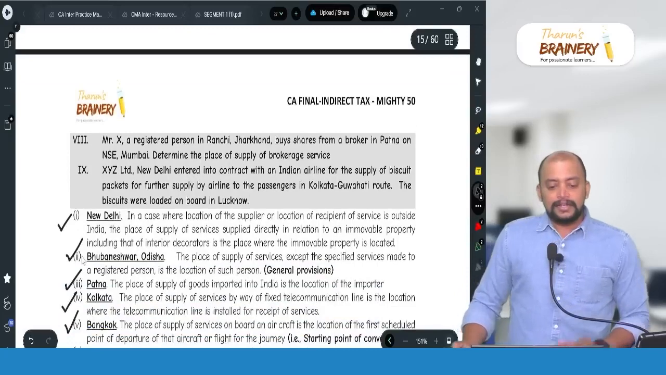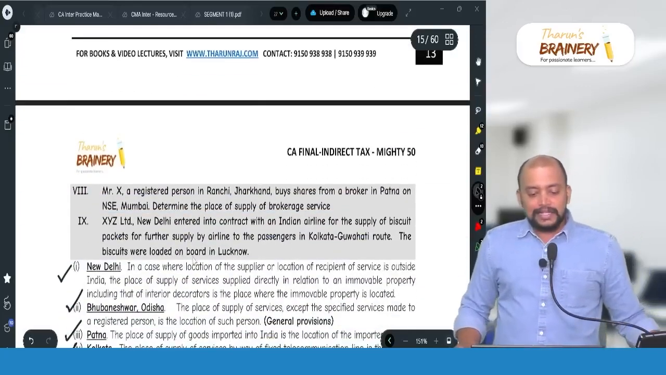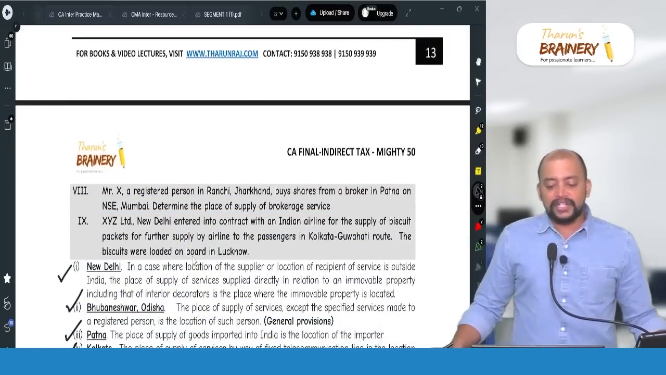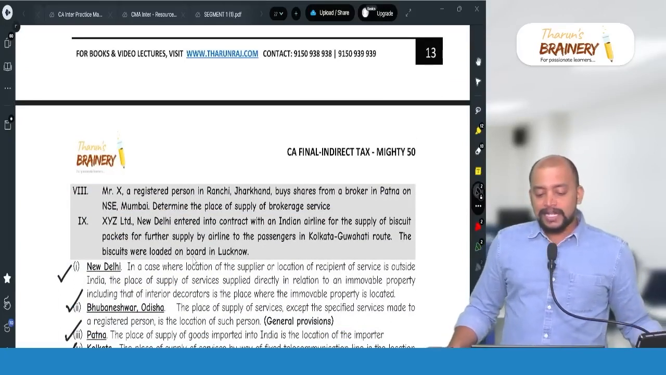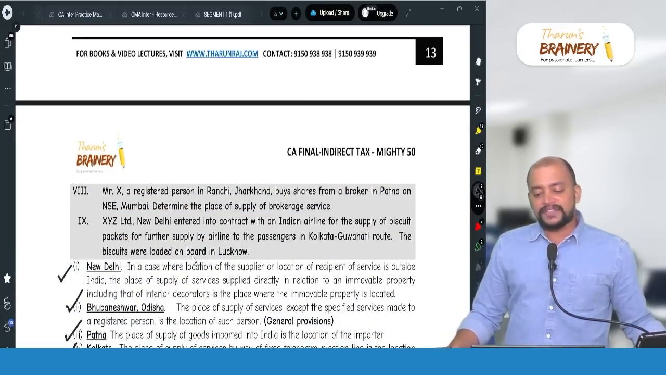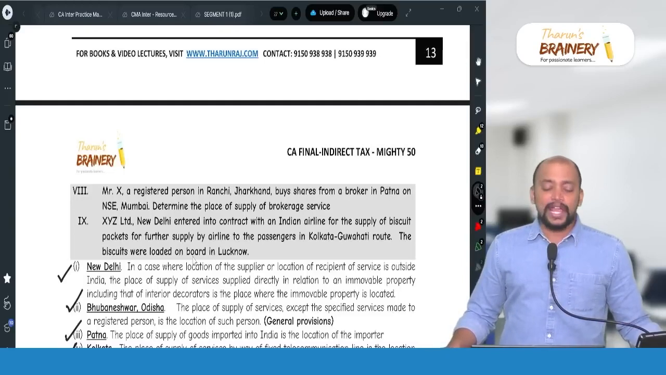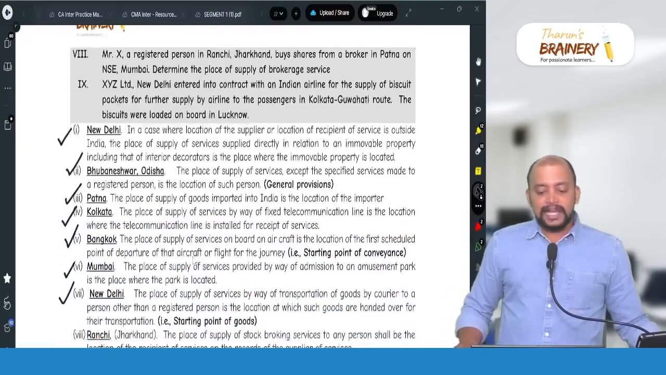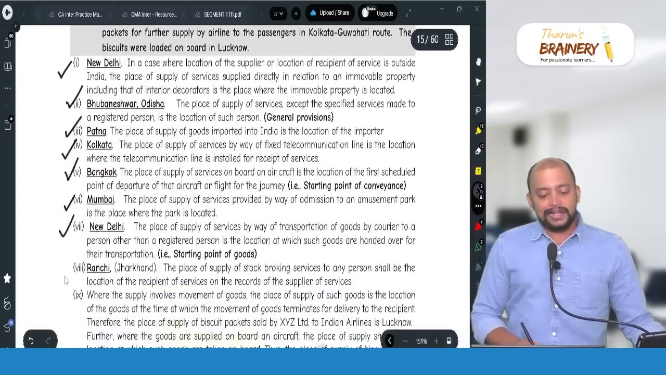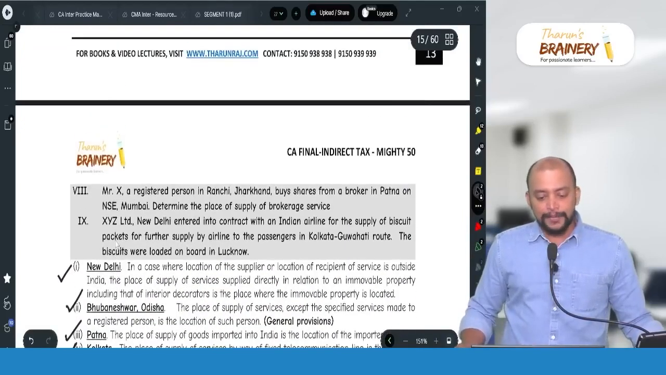Then, 8, Mr. X, a registered person in Ranchi, Jharkhand, buys shares from a broker in Patna on NSE Mumbai. Determine the place of supply of brokerage service. Intermediary services under section 12 is general provisions. That is location of recipient. What is the location of recipient? Jharkhand. So Ranchi, Jharkhand, that will be taken as the place of supply.